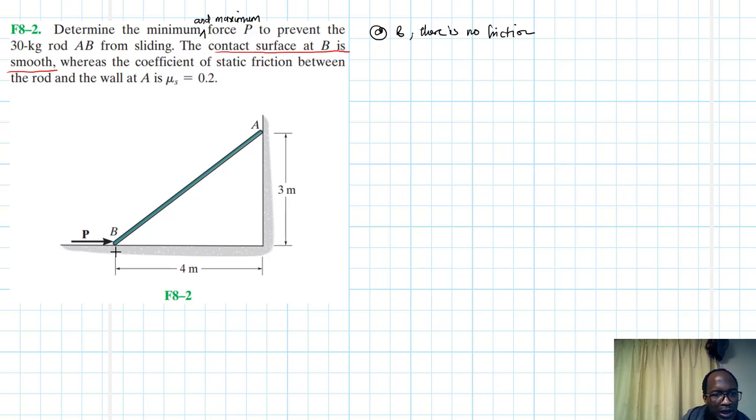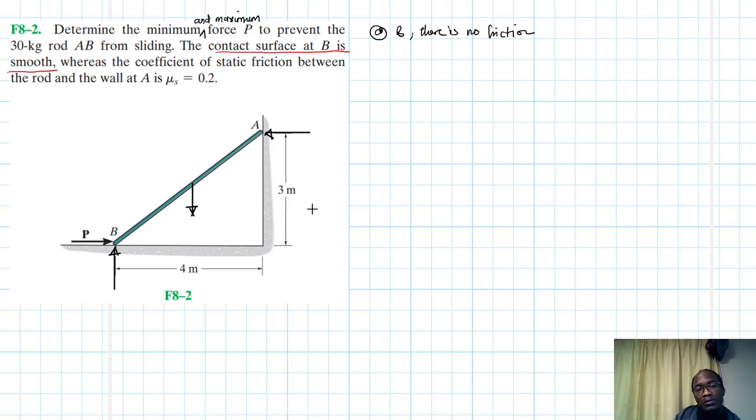Let's draw the free body diagram. So we only expect a normal force there, like so. And then here we also expect a normal force like so. And then we have the weight at the mid span there. What else? So the first case, let's work out the minimum.